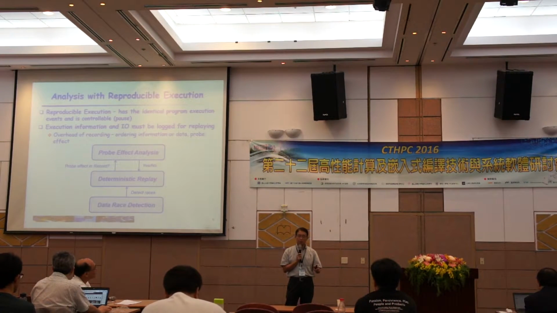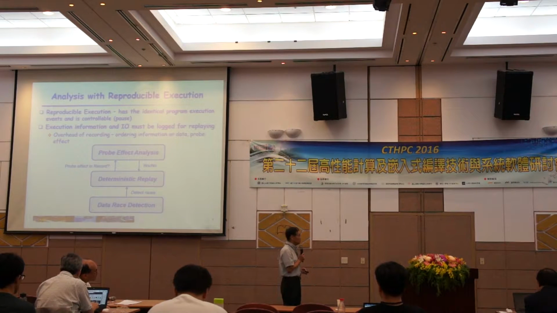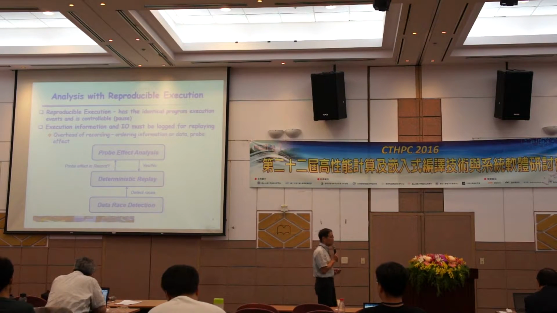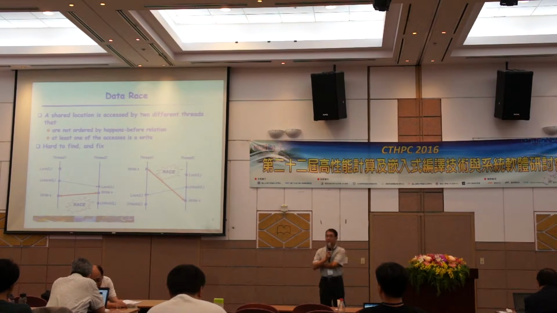If the program slows down 100 times, can you expect that you can control the engine when you do the instrumentation? When you do the race detection, you cannot do that. So that is the reason we need reproducible, deterministic replay. So what is the race? We look into these two examples.